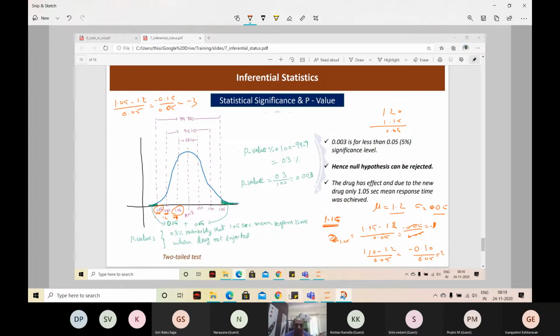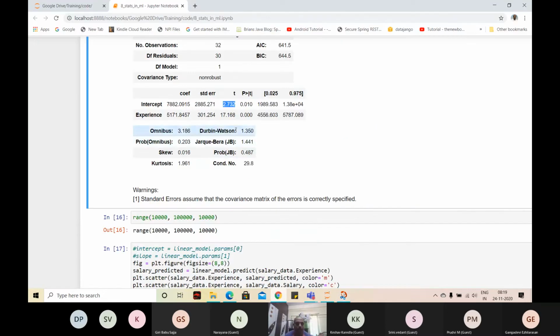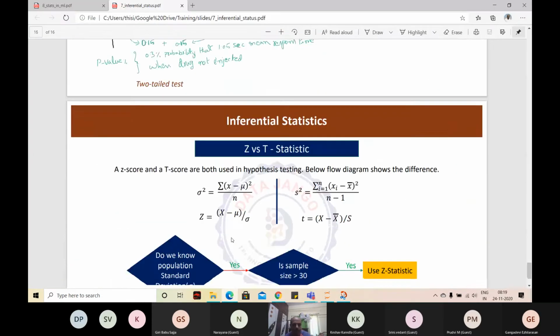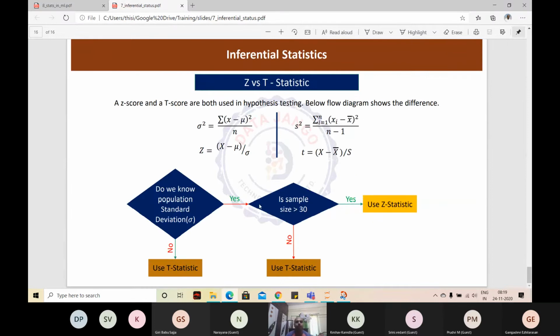If you look at this statistical outcome also, if the t value or z value are same. I think I showed you that here. You call the statistic as t statistic when you don't know the population standard deviation. Even if you know the population standard deviation and sample size is less than 30, then you call the same value as t statistic. See, the formulas are same, right?